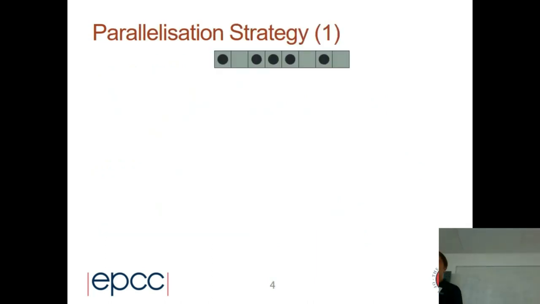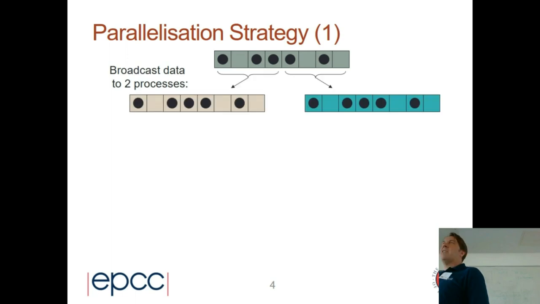The first parallelization strategy you could imagine is you could take the road. So here I've got a road of length 8 with 1, 2, 3, 4, 5 cars on it. And you could broadcast the data to, say, I'm just going to imagine 2 processes here. You could broadcast the data to 2 processes. So every process has a copy of the entire road, okay? And then you just have to decide which part to update.